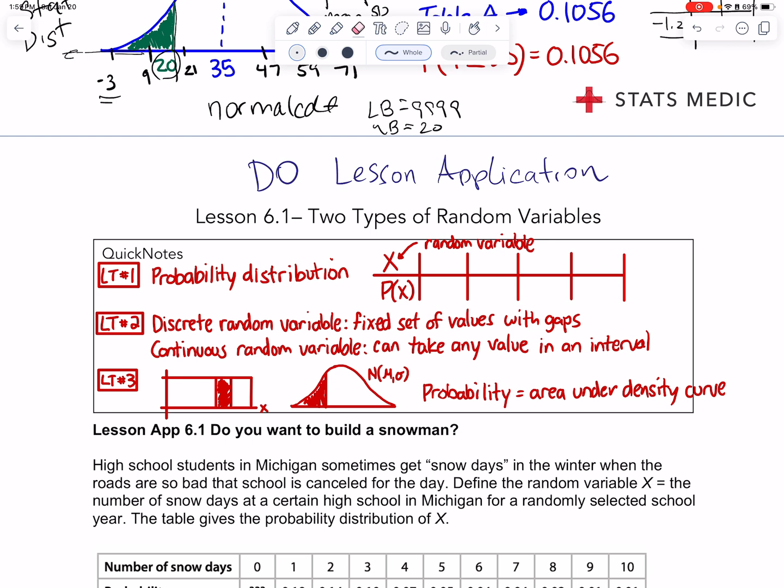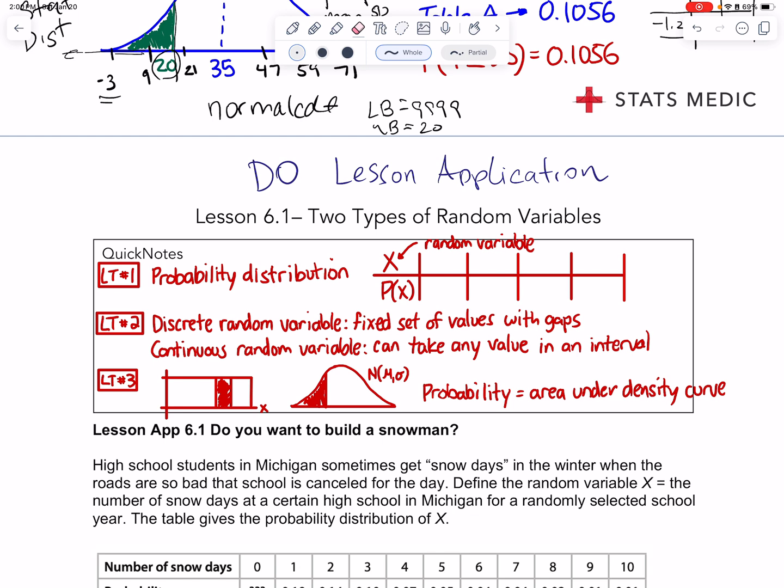Okay, so the main things that I wanted to make sure that you got for today is you see that this is the probability distribution, where the top row is my x, my random variable, and ours in particular was how many children are in the family, and the p of x is the probability that each of those occurs. Remember the difference between discrete random variable and continuous random variable. A discrete random variable is a fixed set of values with gaps. So I have 1 child, 2 children, 3 children, and there are gaps in between those numbers.